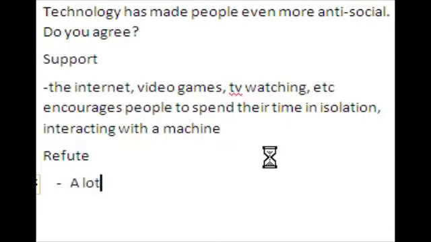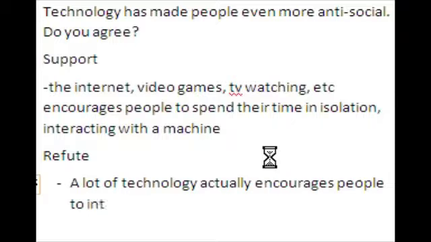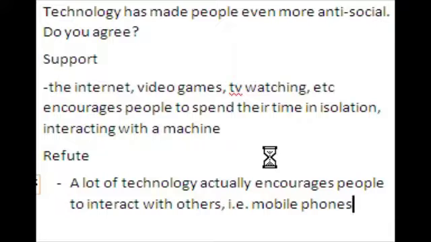So we could say something like a lot of technology actually encourages people to interact with others. So, for example, mobile phones, or networking websites like Facebook. So instead of being alone and experiencing technology by yourself and it forcing you to retract from communicating with others, perhaps technology is actually encouraging people to interact with other people.